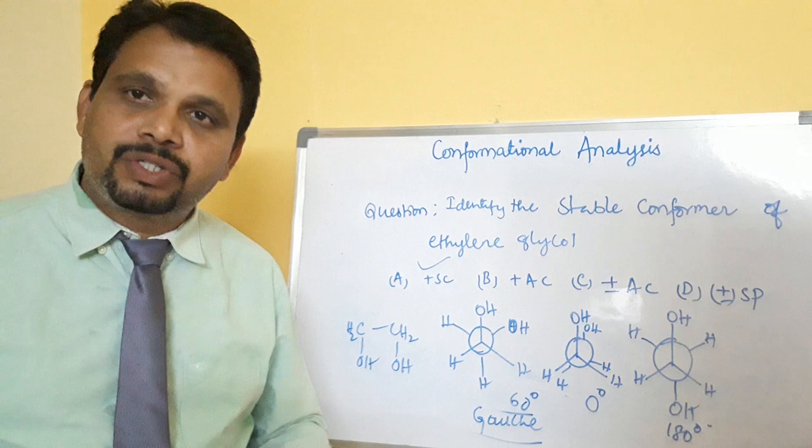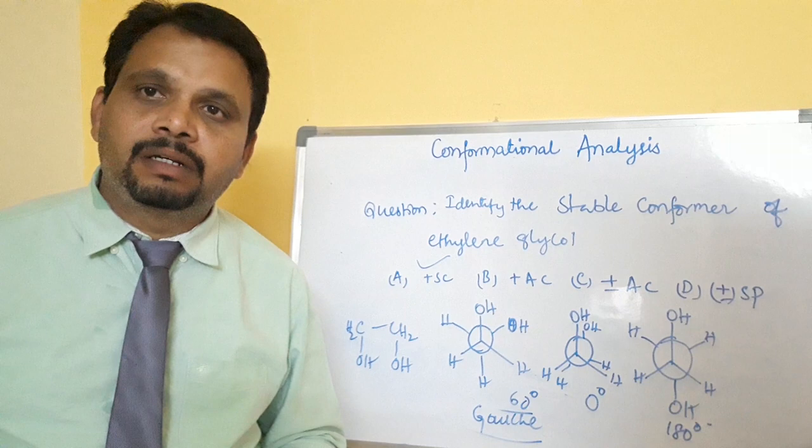Okay, so these are the two types of classifications and nomenclature we can give to the different conformers.